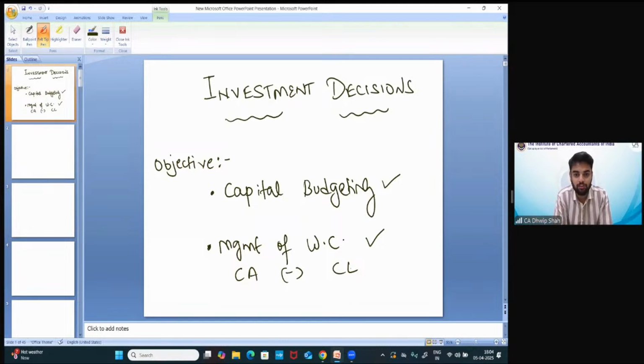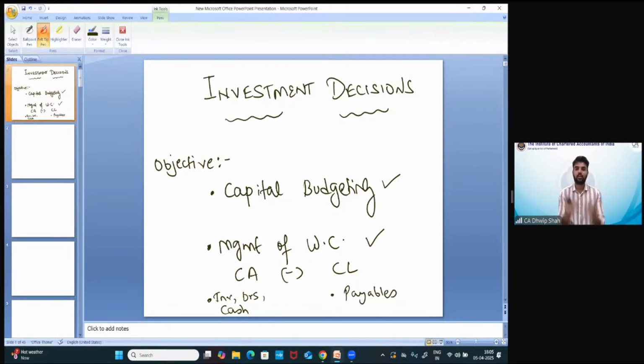So under management of working capital, we will further study how to analyze the different components of current assets and the different components of current liabilities. By this, I mean how should I manage my receivables, customers? How should I manage my inventory? How should I manage my debtors? How should I manage my cash? All this you will learn in the chapter of management of working capital. And how to manage your payables, this also you will learn in the chapter of management of working capital.